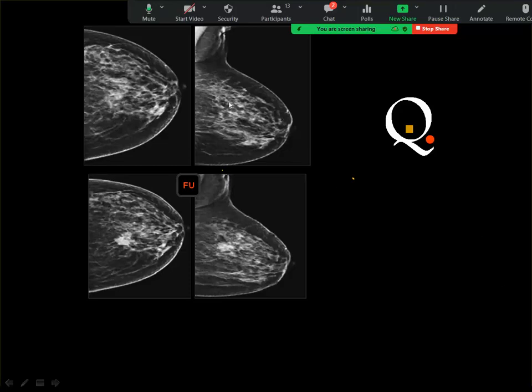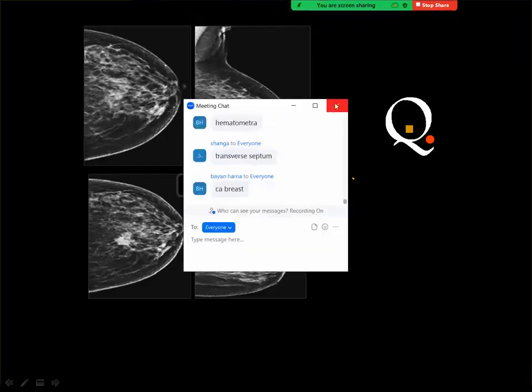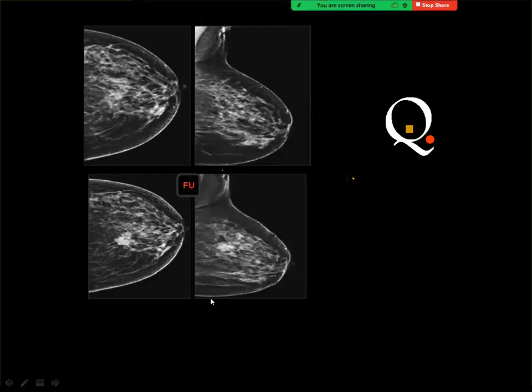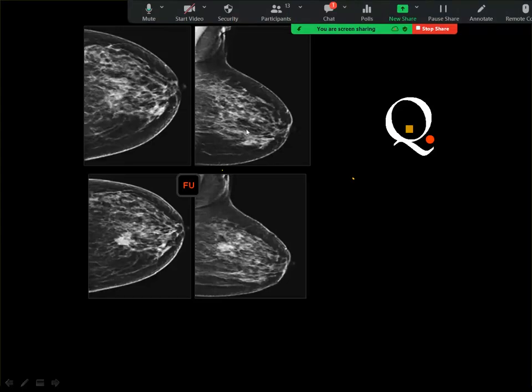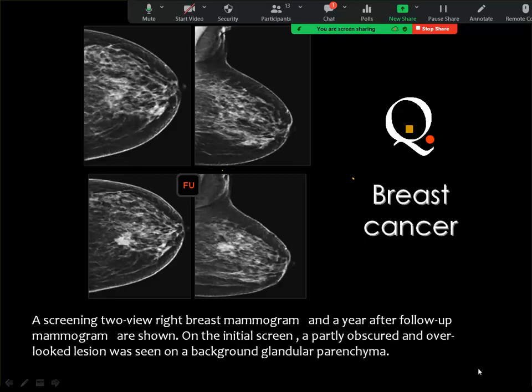This is the initial mammogram, and this is a follow-up study. Yes, this is breast cancer. Of course, it was missed in this study because of the dense architecture of the breast. But in the follow-up study, it appeared very well identified. This is breast cancer.